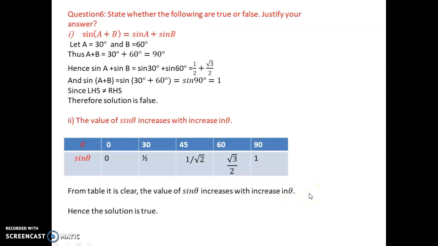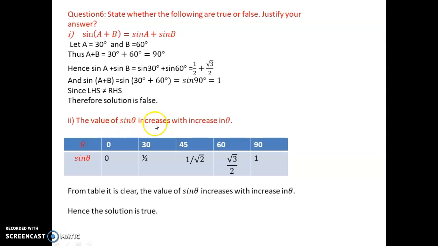Okay, now some MCQs. We need to say true or false and justify our answers. Sine (a plus b) is equal to sine a and sine b. Suppose we take a equal to 30 degrees, b equal to 60 degrees. So a plus b will be 30 plus 60, which is 90. Now we take the left and right hand sides and check whether their values are equal. First the right hand side, sine a plus sine b, that is sine 30 plus sine 60. Sine 30 is 1 by 2 plus sine 60 is root 3 by 2, and sine (a plus b), that is sine 90, is 1. We can see here the left hand side is not equal to the right hand side, therefore this statement is false.